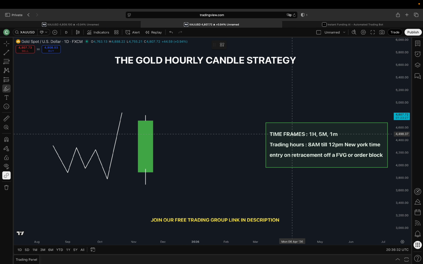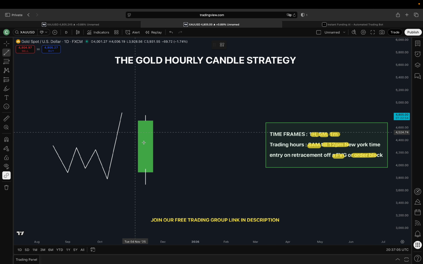So to get started, the time frames we are going to be using are the hourly time frame, the 5 minute time frame, and the 5 minute time frame is where we're going to enter our trades. Now the trading hours that I prefer, that has given me the best results, is the New York session, which is 8 a.m. till 12 p.m. for this particular model. And now our entries are simply based off a retracement of a fair value gap or an order block. Now if any of this doesn't make sense at the moment, be sure to watch the video till the end, as that's where I'll be going over how to enter the trade.